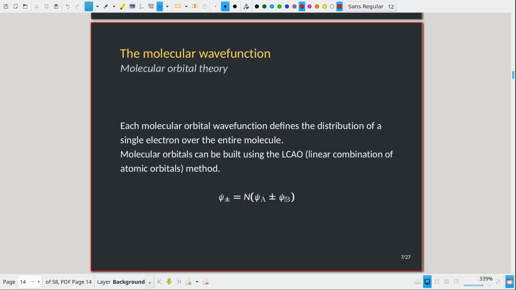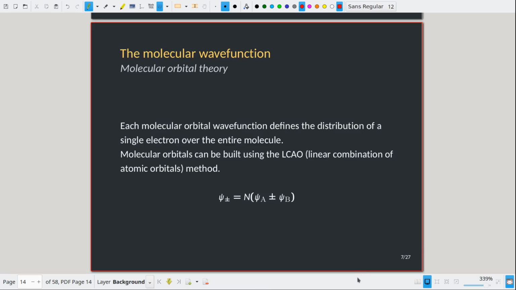And we've got 2 different ways in which we can do this combination. We can do it with a plus sign or with a minus sign, and N is a normalization factor. In this case, the two atomic orbitals for A and B are the same, and therefore there is only one normalization factor necessary for this linear combination. We know enough now about quantum mechanics that instead of calling this a linear combination of atomic orbitals, we could also call it a superposition of states.